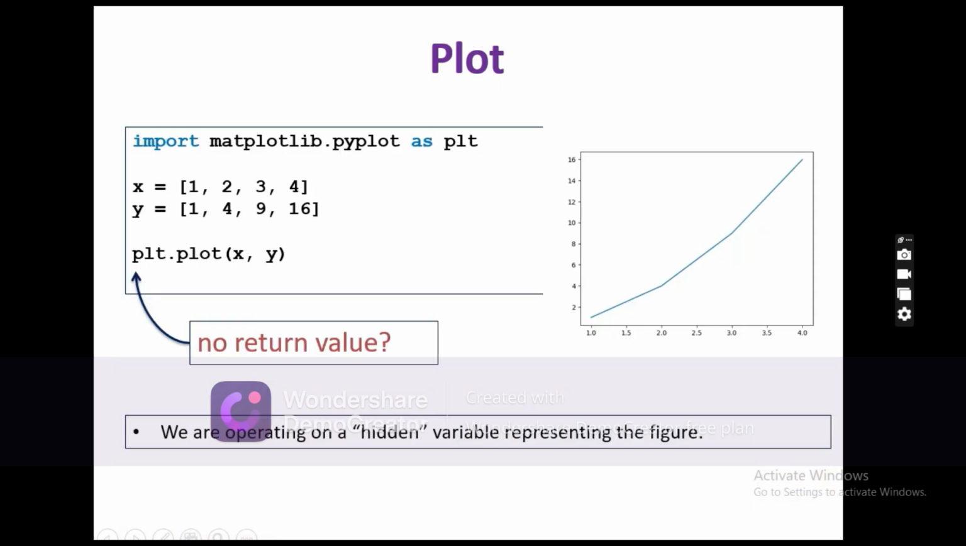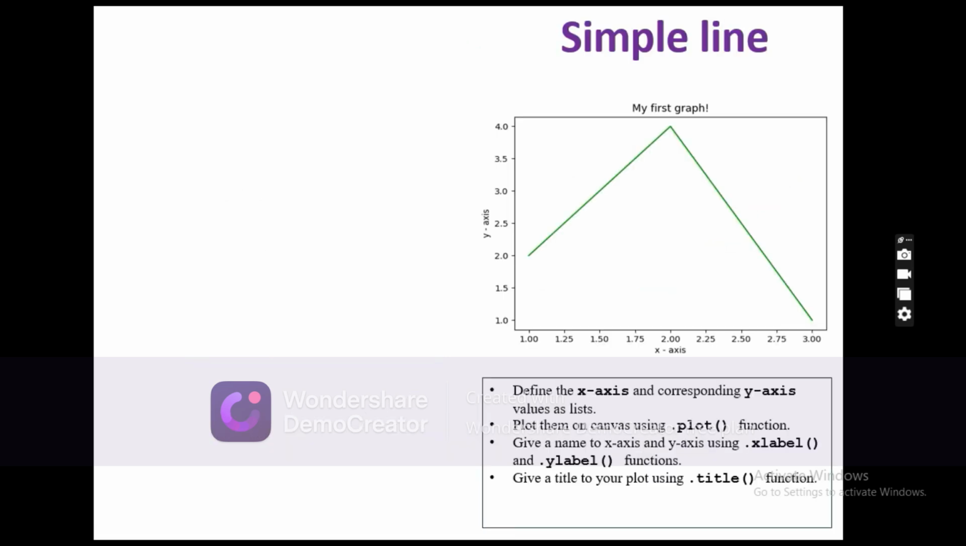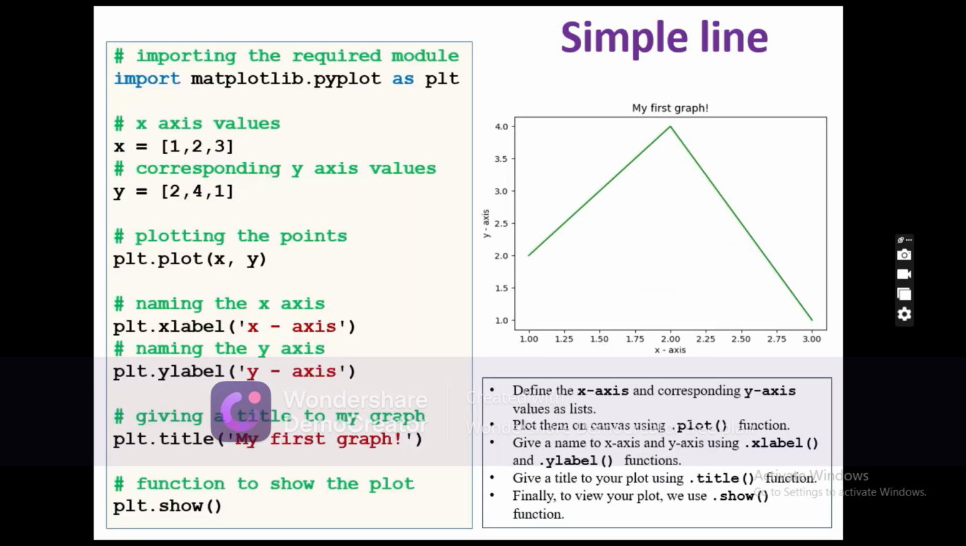Okay, it is not no return value. This is a graph we can plot. We are plotting the line plot based on the x value and y value. We are providing the x label and y axis label. Once the graph is generated, we can give the title by using plt.title. My first graph is the title of the graph. Once the graph is ready, we can display it by using show.